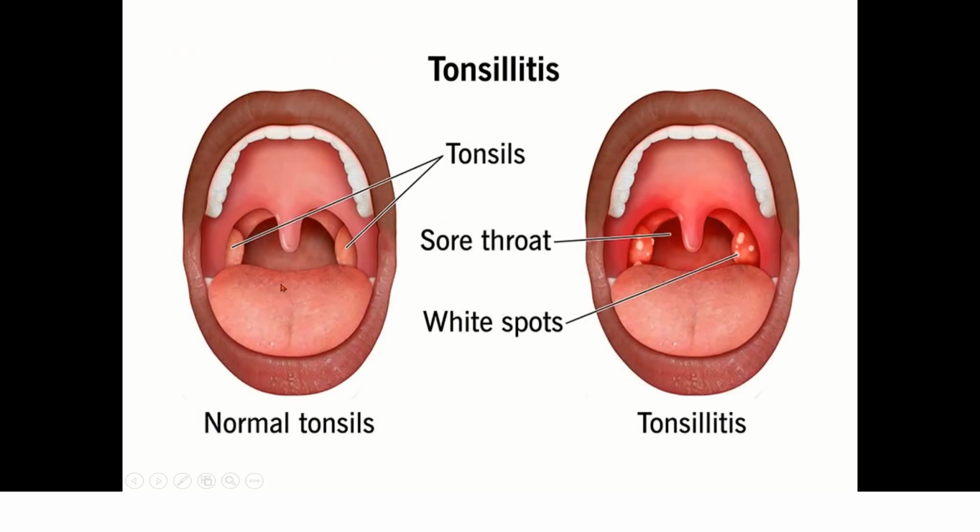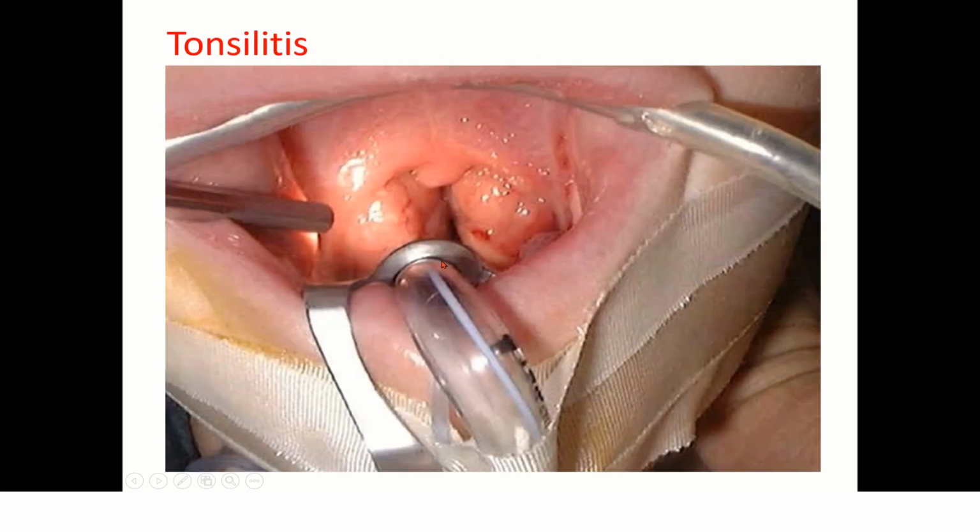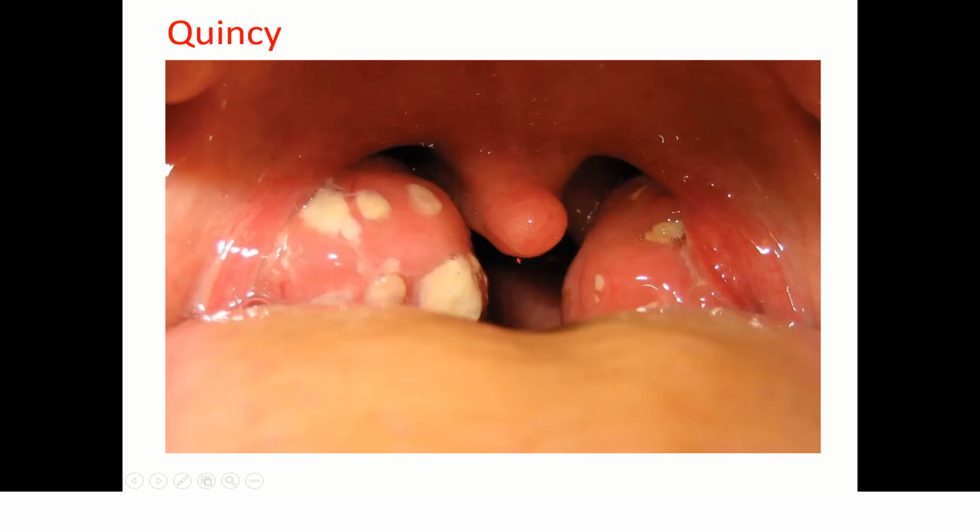You can see here, these are the normal tonsils. You can see the white spots on the infected tonsils resulting from the tonsillitis. And you can see here, this is the acute tonsillitis. You can see how enlarged the tonsils are, how much they are projecting medially. You can also see these are the suppurative lesions. So if you go slightly laterally, you can find the peritonsillar abscess.